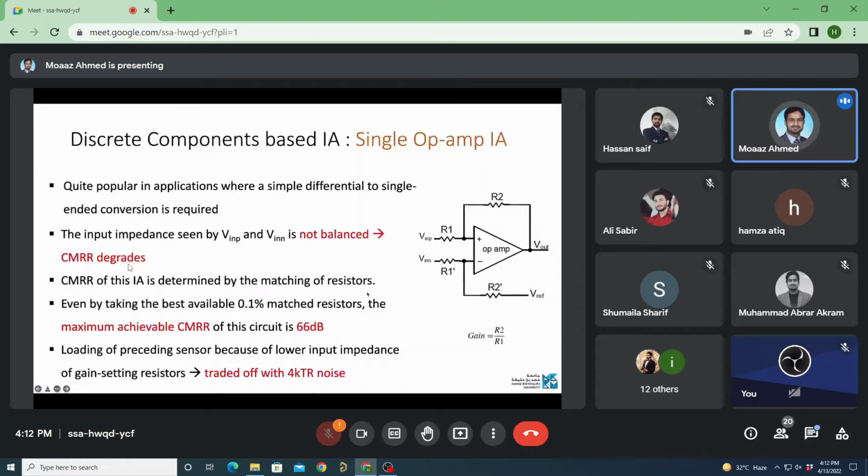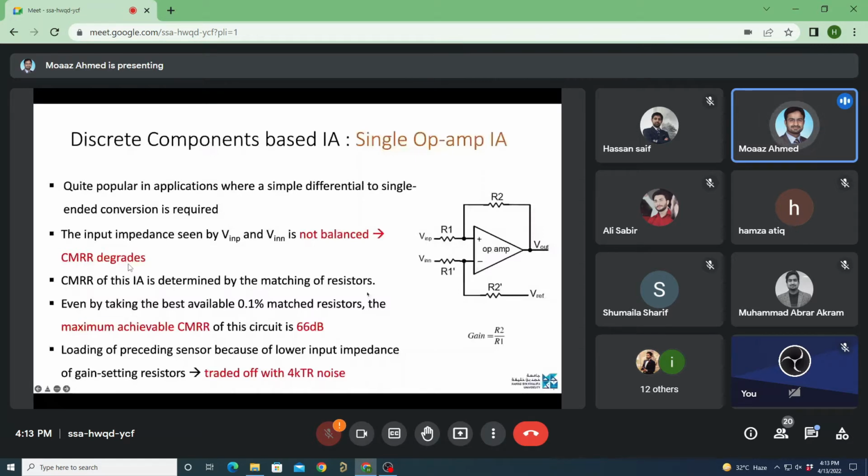And the loading of the sensor is also a problem, because the sensor sees the input impedance R1 and R2. This could not be very high, because if you have large resistors, you will have a very large 4kTR thermal noise. So there is a trade-off between noise and the loading and input impedance of the amplifier.